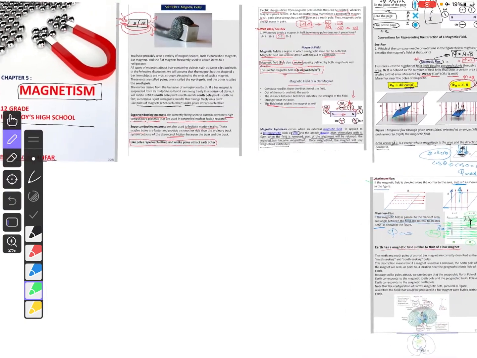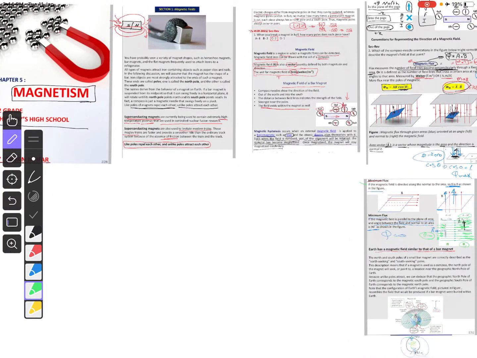The most important one, let's do the sum up. The most important thing you should know is the magnetic field. A magnet cannot be cut. When you cut the magnet, the poles are not going to be separated. And the second one, magnetic field: the letter B, and it's a vector quantity.